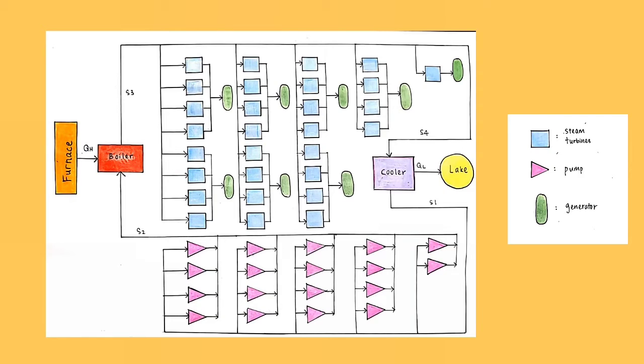As you can see here, this is our schematic diagram for the steam power plant. Our diagram will start at the furnace and end at the lake. So let me show you how this works. The water from the furnace will go through the boiler and then the boiler will produce hot steam and it will flow through the 29 steam turbines and 7 generators. And then the hot steam will go inside the cooler and the waste from it will go to the lake. Meanwhile, the cool stream from the cooler will be pumped by 18 pumps and then go back to the boiler. And this process will cycle and cycle. So that's how a steam power plant works.